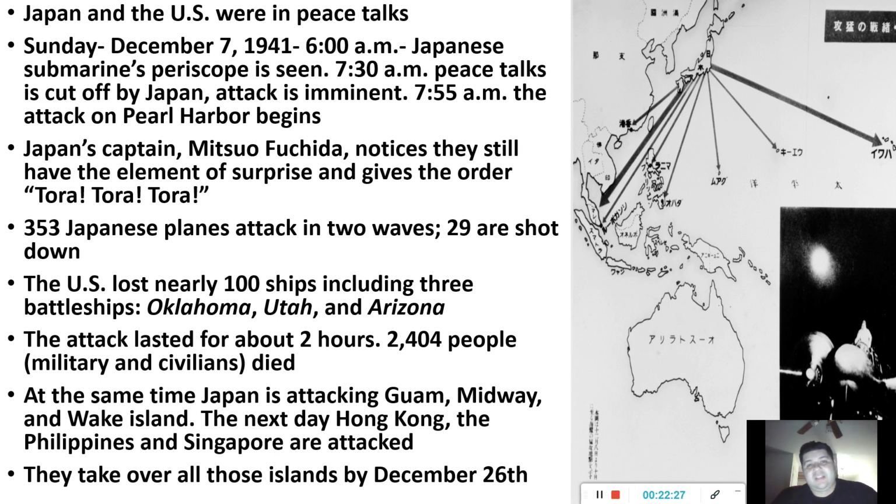Now, as that's going on at Pearl Harbor, Guam, Midway, and Wake Island are also being attacked by the Japanese. The next day, at the same time, Hong Kong, the Philippines, and Singapore are all attacked by the Japanese. And eventually they would take over all these places except Pearl Harbor. They wouldn't take that place over, but they would take over the others by December 26th, so a little less than a month, and they would control all those places.